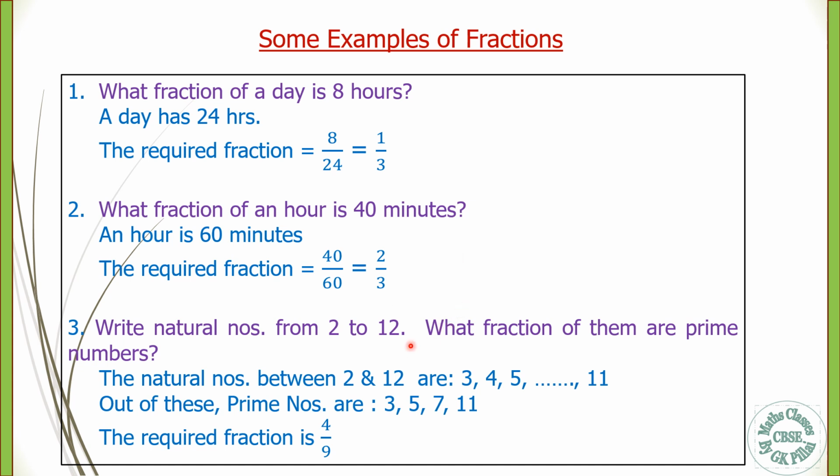Another one, write natural numbers from 2 to 12. What fraction of them are prime numbers? So the natural numbers between 2 and 12 are 3, 4, 5 onwards till 11. And the prime numbers are 3, 5, 7 and 11. So the required fraction will be 4 upon 9, because there are 9 natural numbers between 2 and 12 and the prime numbers are 4. So the 4 upon 9 will be the required fraction.